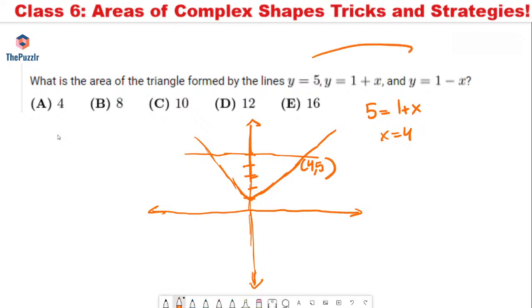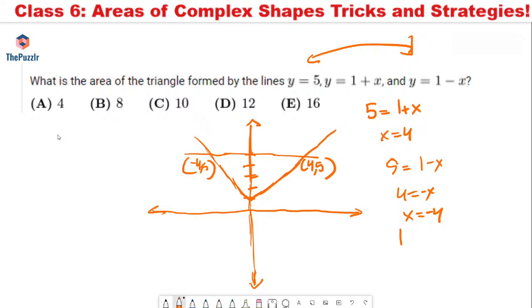Now, what about these 2? Similarly, that's going to be 5 equals 1 minus x. So that's going to give us 4 equals negative x, or that x equals negative 4. So this is just mirrors over here, negative 4 comma 5. It mirrors over the y-axis.